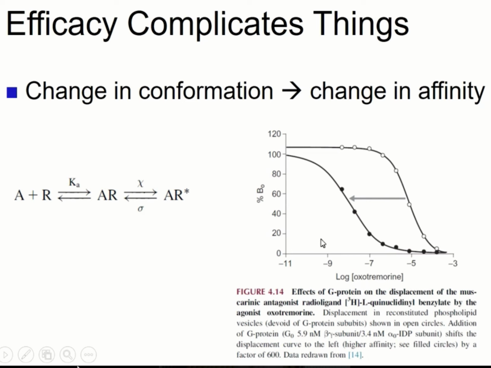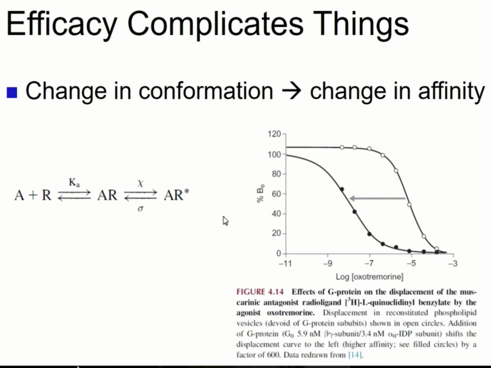In our graph here, we are adding an agonist, in this situation oxotremorine. And we're just simply measuring its saturation binding to a receptor. This is not a displacement experiment. If we do it in the absence of G protein, all of our receptor is in the inactive state. And we get the curve here with the white dots. If we do it in the presence of G protein, we get the curve with the black dots. The curve with the black dots is shifted left. It is shifted to a lower concentration. And in this situation, it is 600-fold lower concentrations.